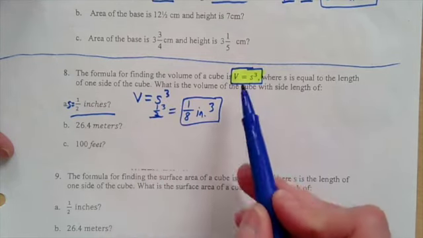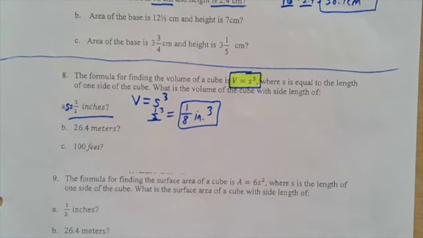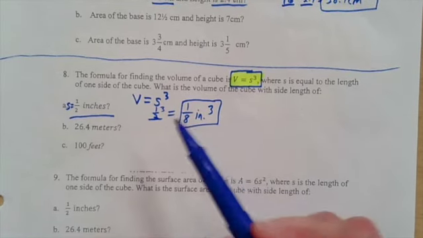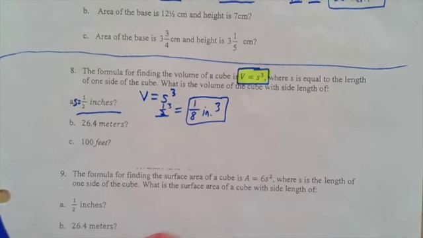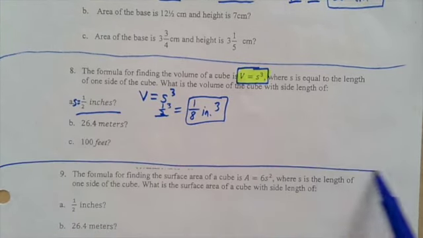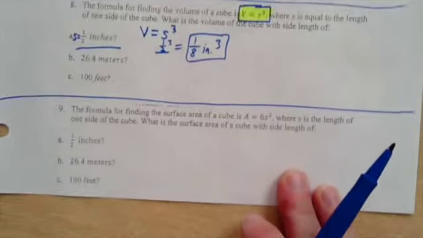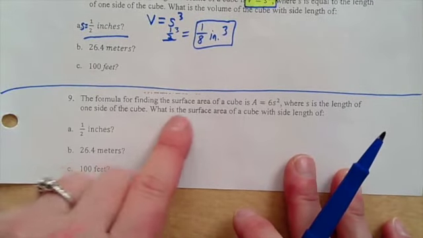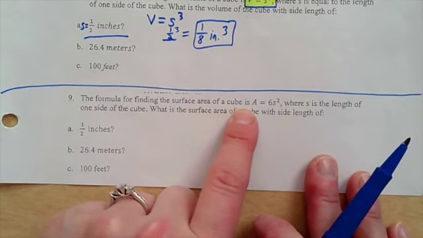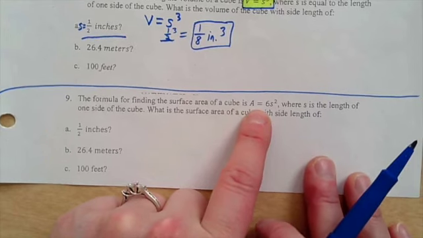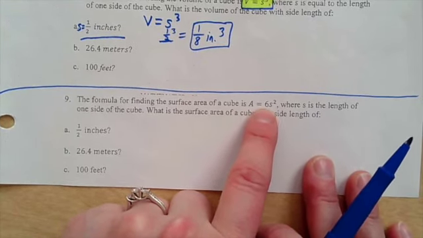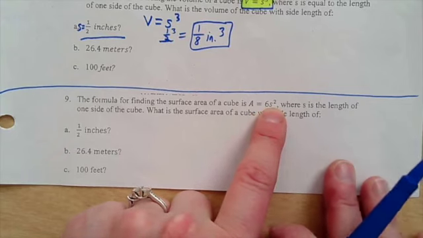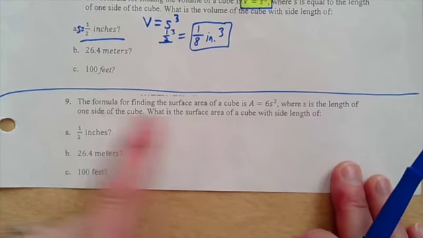And so volume again is cubed, and that's how you would label that. Why are we cubing it? Because that's what the formula says to do. We'll go ahead and do another example of a different formula. What if the formula for finding the surface area of a cube is area equals 6 next to an S, which means times, so 6 times S squared, where S is again the length of one side of our cube.